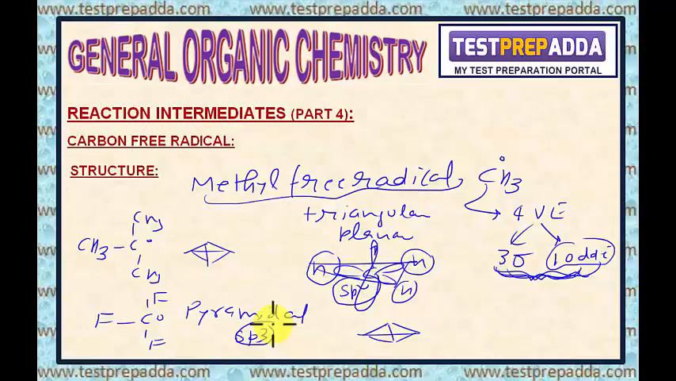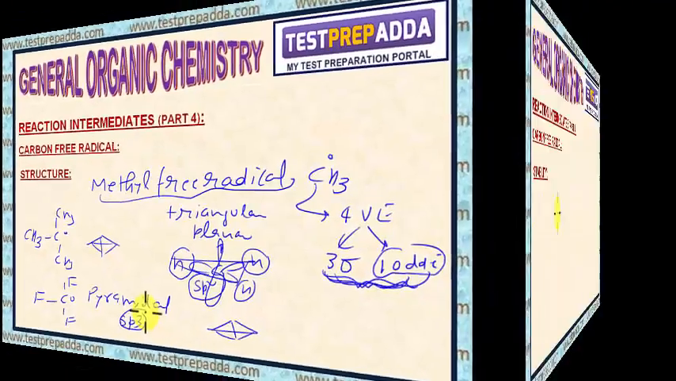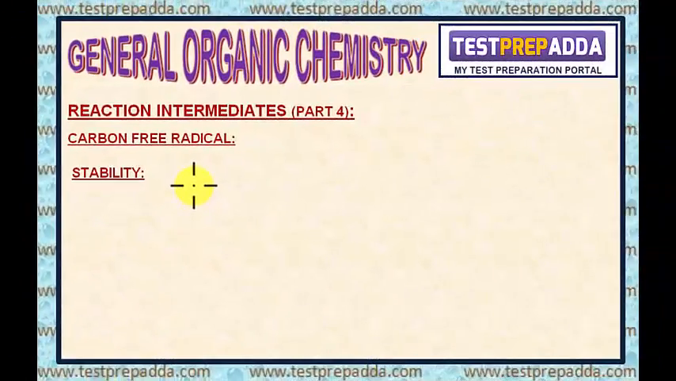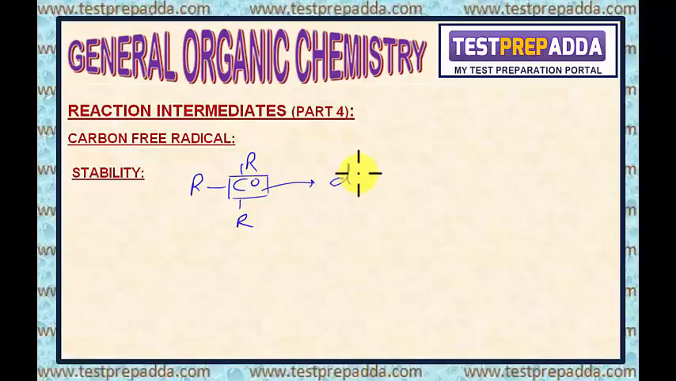Now I will talk about the stability of free radicals. In general, if I write alkyl free radical, it will be this. So here the stability will be decided by the delocalization of odd electron.